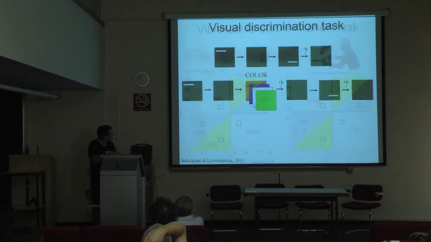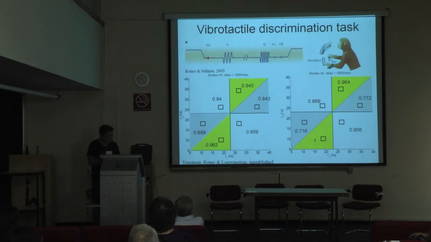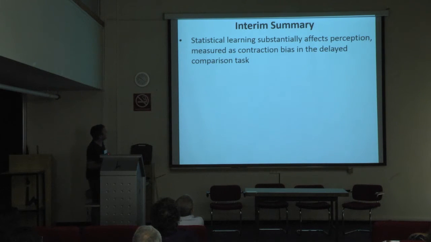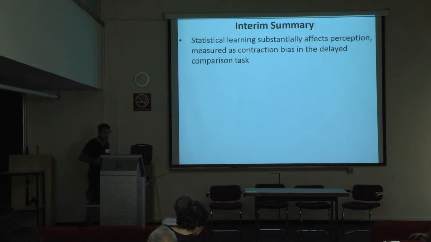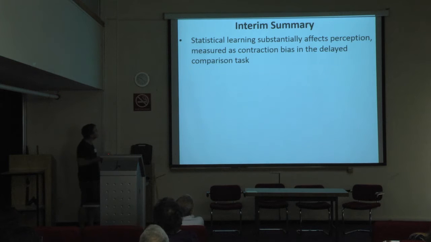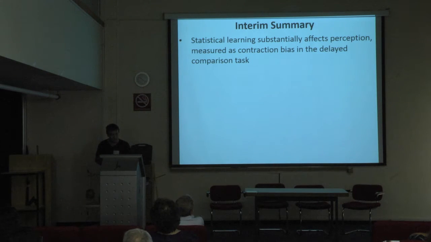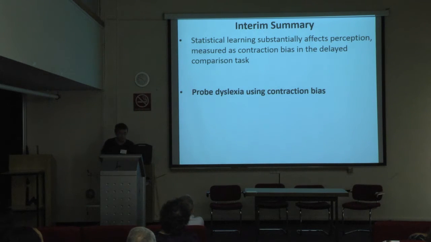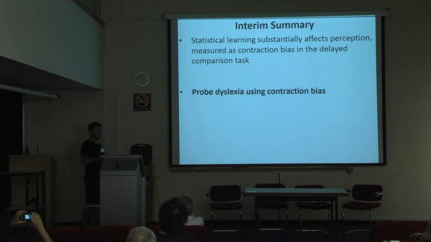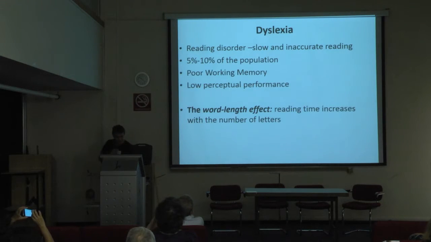We repeated this experiment in a different task, in a visual task, but we will not have time to talk about it. I would like to summarize the results so far. What I've shown you is that learning of the prior distribution and incorporating it with the noisy observation has a substantial effect on perception. We quantified it using the contraction bias, this bias in the delayed comparison task. And the next step was to probe dyslexia using this particular bias.